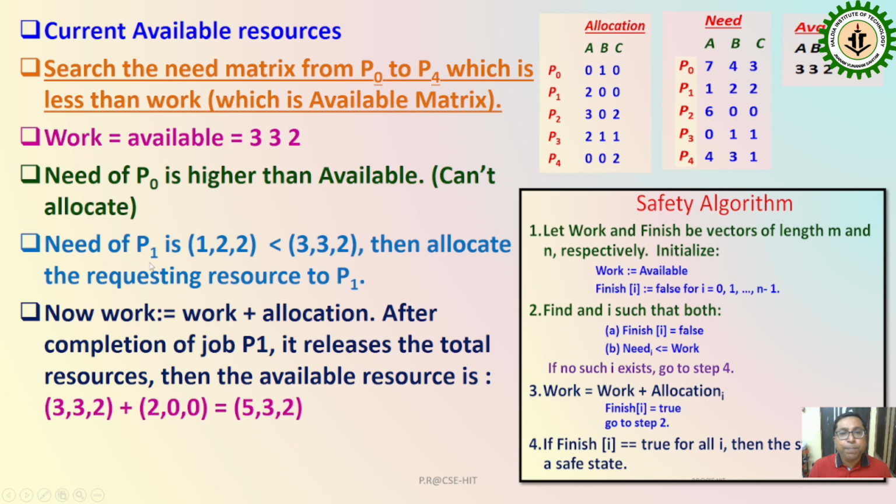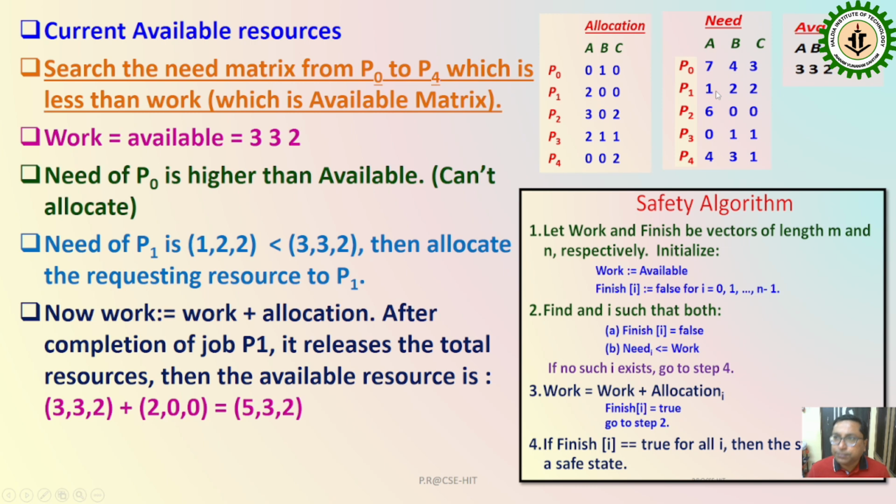Next one is P1. Need of P1 is 122 and available is 332. So we can serve P1. Yes, because 332 is greater than 122. So look at here, need of P1 is 122, which is less than 332. Then allocate the requesting resource to P1. So right now, for the need of P1, we can allocate resource to P1.